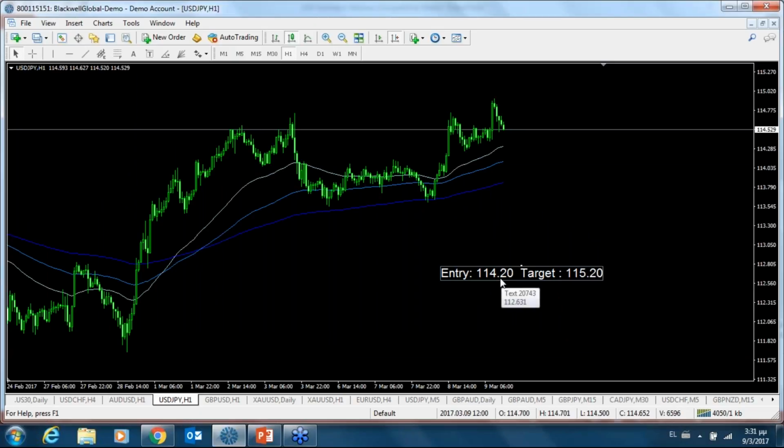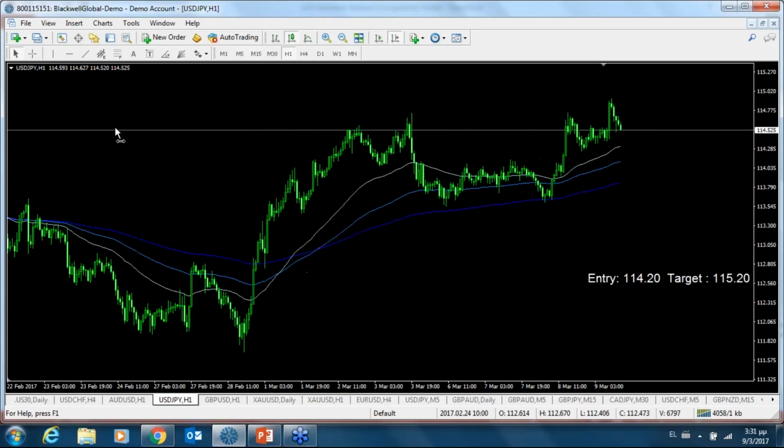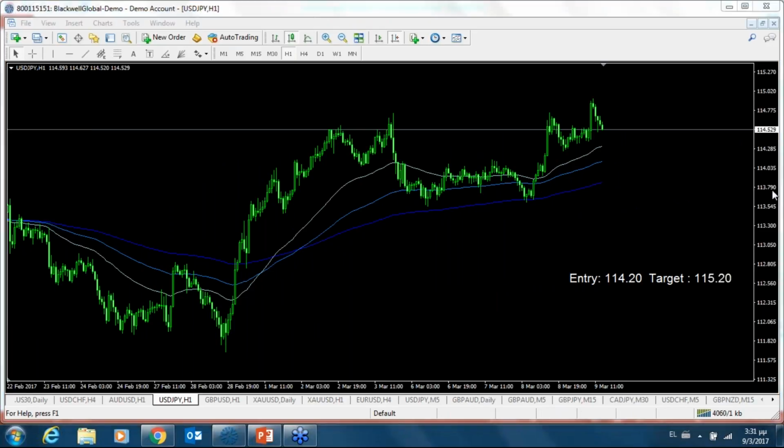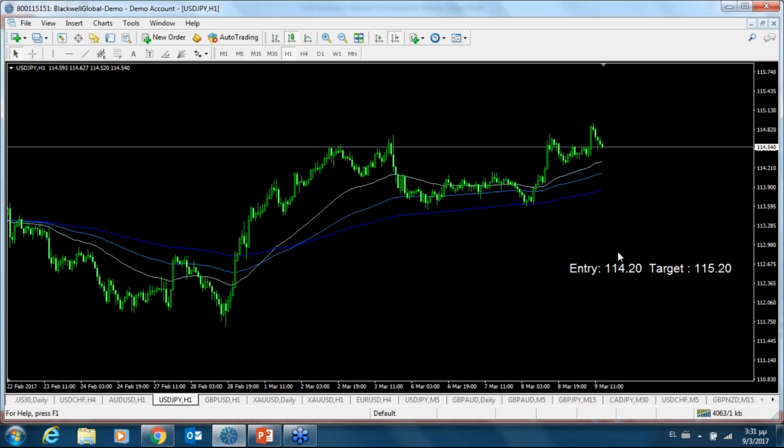Okay, and they're looking into a target of 115.20. Okay, 115.20. So I'm looking at it at the moment on the 1 hour chart. I just want to draw some patterns to give you an idea of whether or not you can see this potential target happening. Now, we are looking at trend, and at this moment you've got an upward type momentum because you've got prices above all three lines.